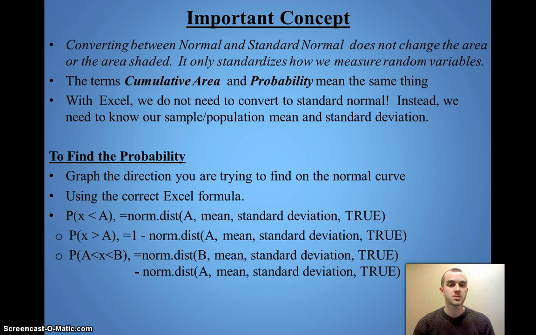When we see those terms cumulative area and probability, we're talking about the same thing as well. And lastly, with Excel, we actually are making the process easier because we don't need to actually convert it into the standard normal. Excel's formulas will accept the given value we have, the given mean, and the given standard deviation. We can plug them directly in without doing any kind of conversions into the standard normal. And that can save us some time. So if we ever need to find a probability, we're first going to graph it on the normal curve, and then we're going to plug it into the correct formula.